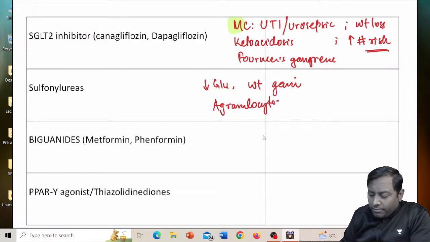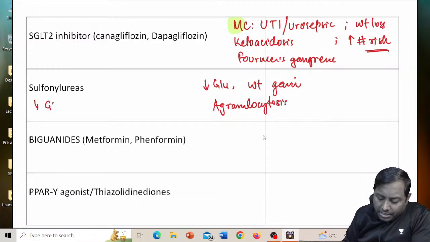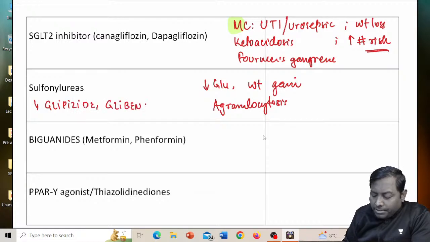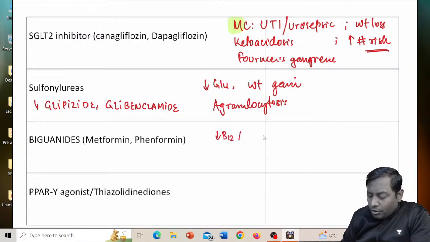The sulfonylureas that are mainly used are glipizide, glibenclamide, glyburide. All of them are the sulfonylureas that you can use. Biguanides will cause a decrease in vitamin B12 absorption, and therefore they can lead to peripheral neuropathy and can also lead to megaloblastic anemia.